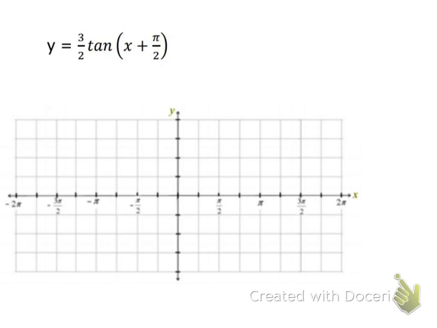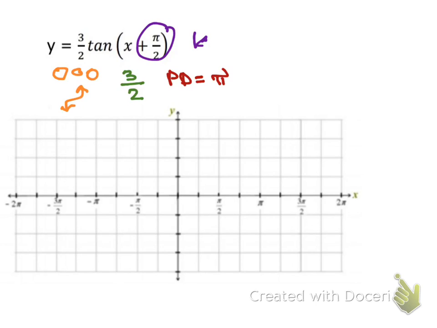3/2 tangent of x plus pi over 2. Tangent has a 0 at 0 and it goes down to up. That's my first information. 3/2 is what I would call my fake amplitude. That's telling me how much up and down I'm going to go from my 0. There's no coefficient of x here, so the period will be pi. And that plus pi over 2 means the same thing that it always has. That is a shift to the left of pi over 2.